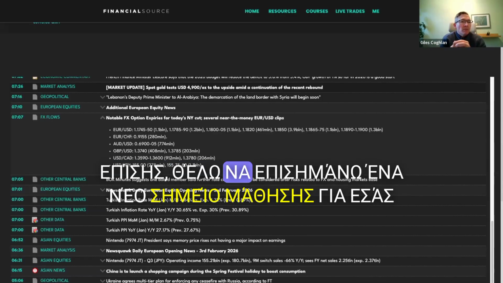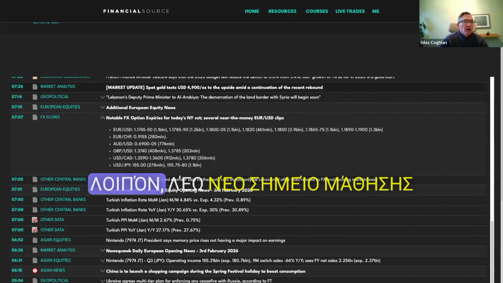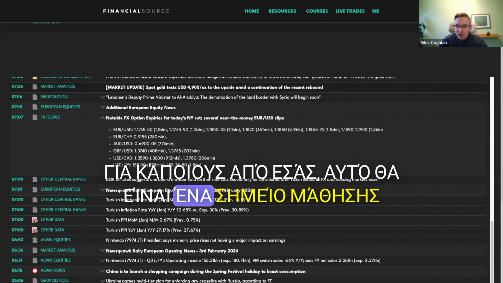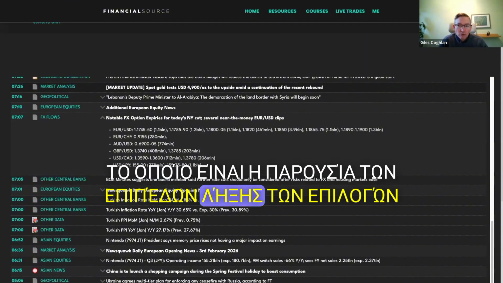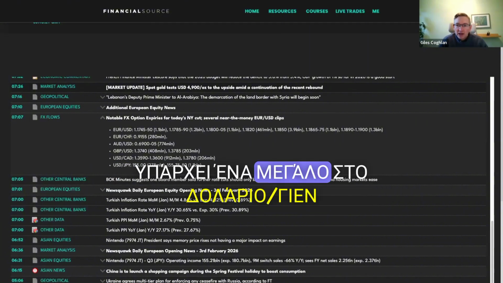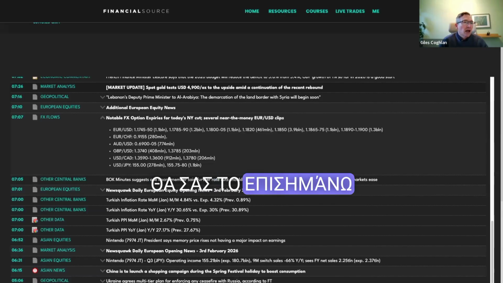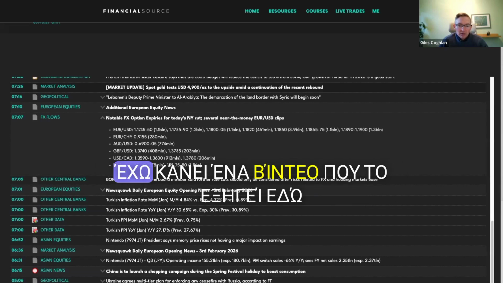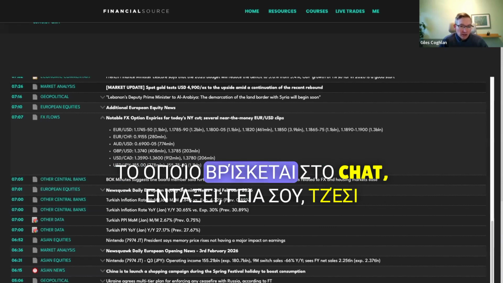And I also want to point out a new learning point for you, which, well, I say new learning point, that's presumptuous of me. For some of you, this would be a learning point, which is the presence of option expiry levels. There's a big one in the dollar yen. I'm just going to point that out to you. And how to use the option expiry levels, I've done a video explaining that here, which is in the chat.